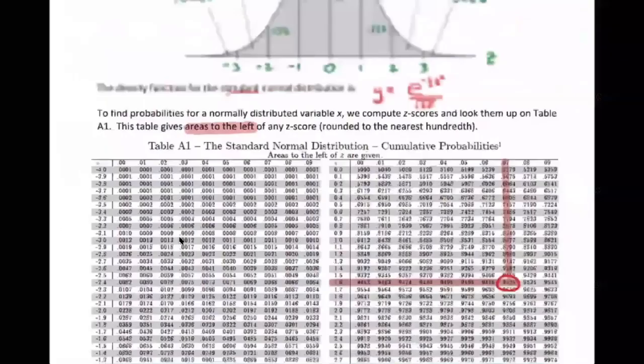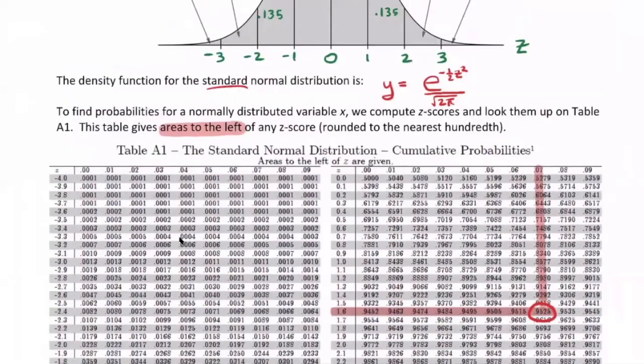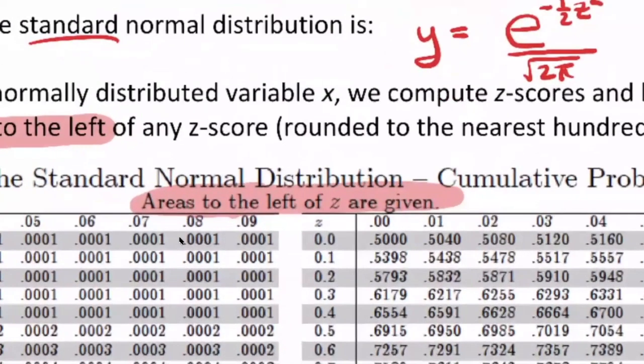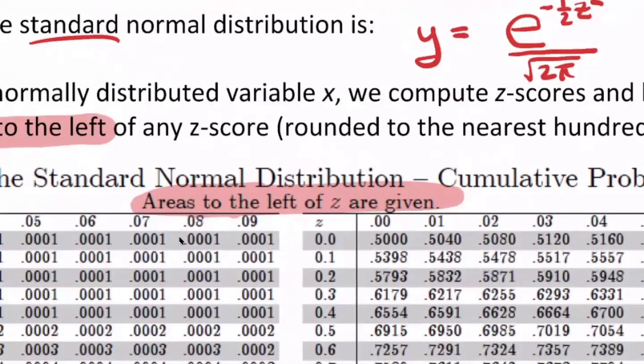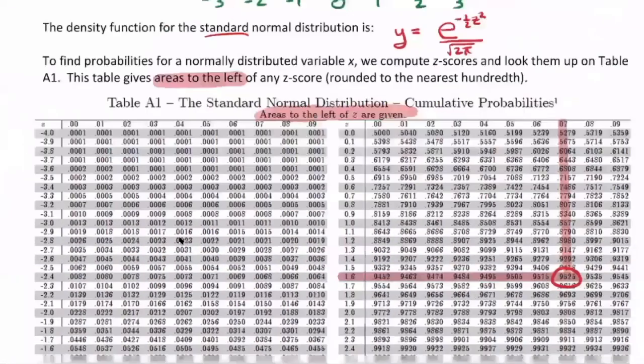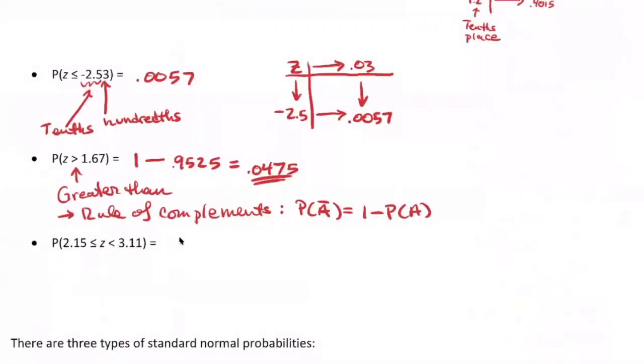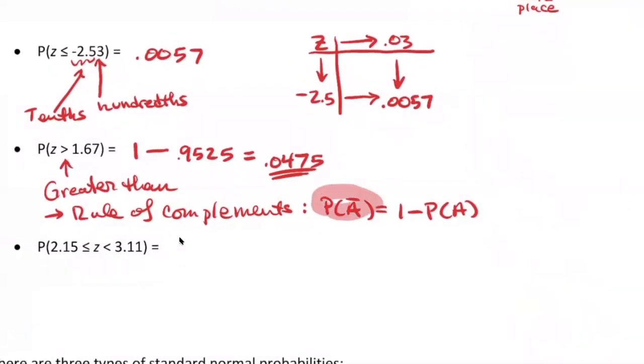But on this one, again, this table only does the areas to the left. Okay, so when you're asked for an area to the right, you have to use a rule of complements because those are opposites. And when we do the opposite, the opposite of A is A with a bar over it. And you have to do 1 minus the probability of A for that. Okay, so that's the gist of that one.